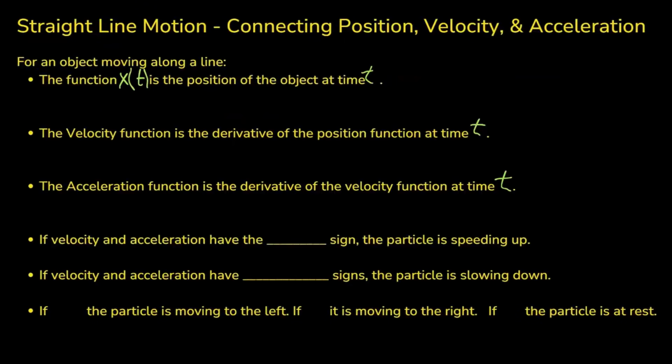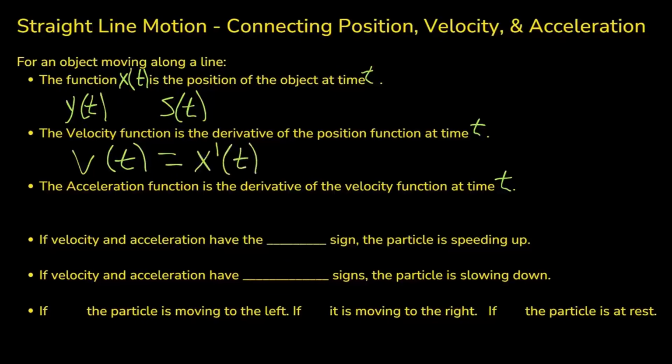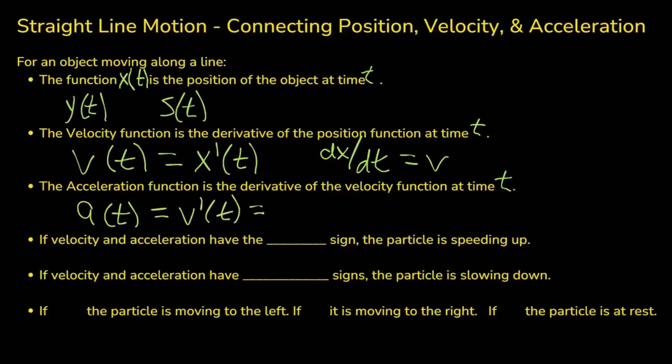Straight line motion, the function x of t is often used as the position function of the object at time t. That's typically going to be used with horizontal line motion. You may see y of t, and that would imply vertical line motion, or you may see s of t. Now, the velocity function v of t is the derivative of the position function x prime of t, or you might see that as dx dt equals v. The acceleration function, a of t, is the derivative of the velocity function, so v prime of t, and therefore it is the second derivative of the position function.